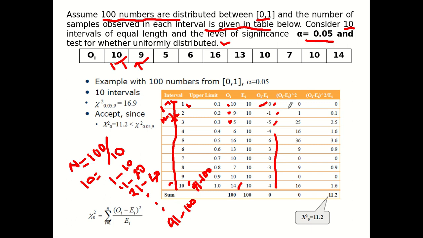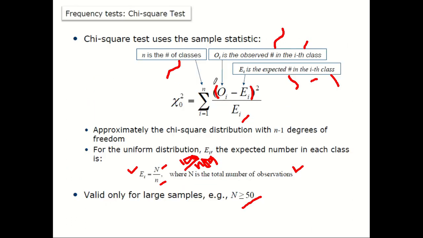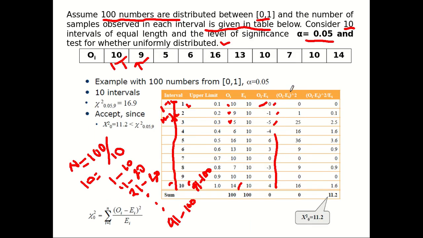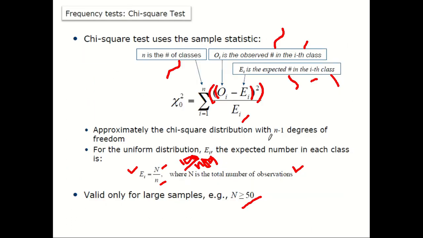Next we calculate this segment, that is (Oi minus Ei) squared. So 0 squared is 0, minus 1 squared is 1, minus 5 squared is 25, and so on. Next we calculate (Oi minus Ei) squared divided by Ei.